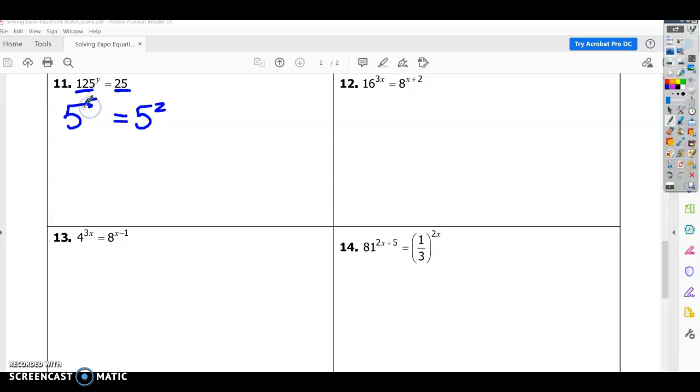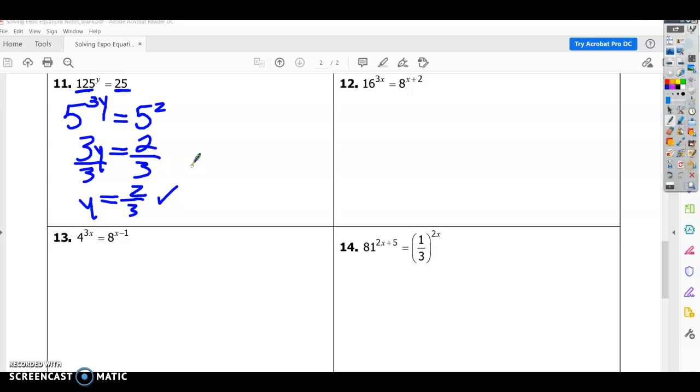So 5, supposed to be a 3. And then y is already here, so don't forget the y. Bring that down. All right, once you get the same base, set the exponents equal. So I've got 3y equals 2, divide by 3. We're trying to get y by itself. Y equals 2/3. All right, again, check these. I'm going to go through these kind of quickly, but I've already checked these and that is correct.